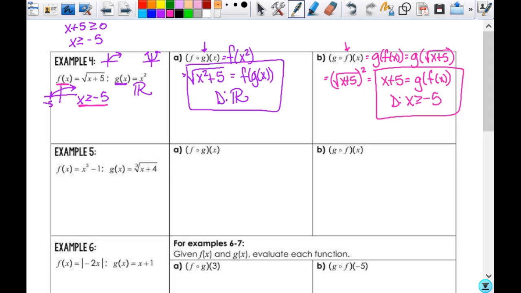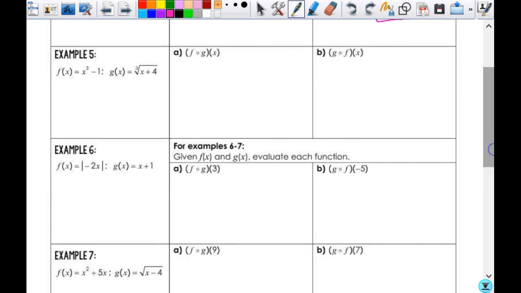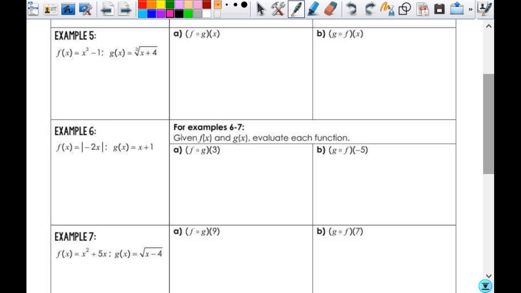Okay, we good? Yes? Okay, and composition of functions is not new either. All right, so let's look at example 5. We got f of g of x. So f of g of x is equal to f of the cube root of x plus 4. All right, so you go ahead and finish that one up.